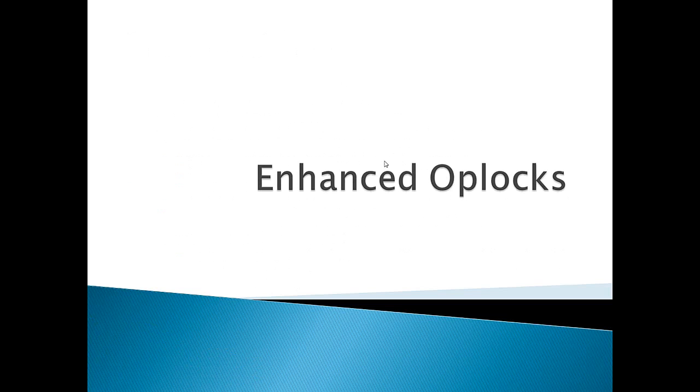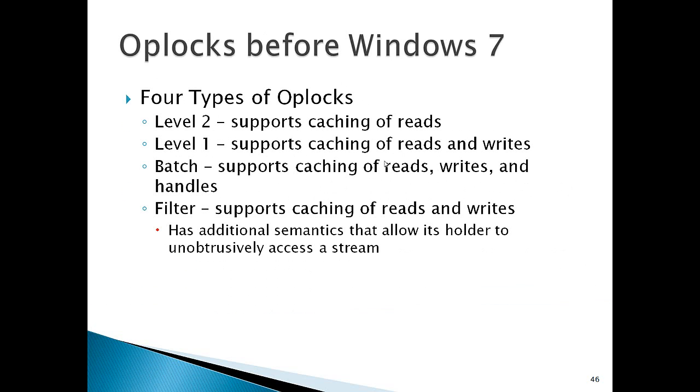What are enhanced oplocks? Okay, before Windows 7 there were 4 types of oplocks. Level 2 supports caching of reads. Level 1 supports caching of reads and writes. Batch supports caching of reads, writes, and handles. And Filter supports caching of reads and writes, but it has the additional semantics that allow its holder to unobtrusively access a stream.